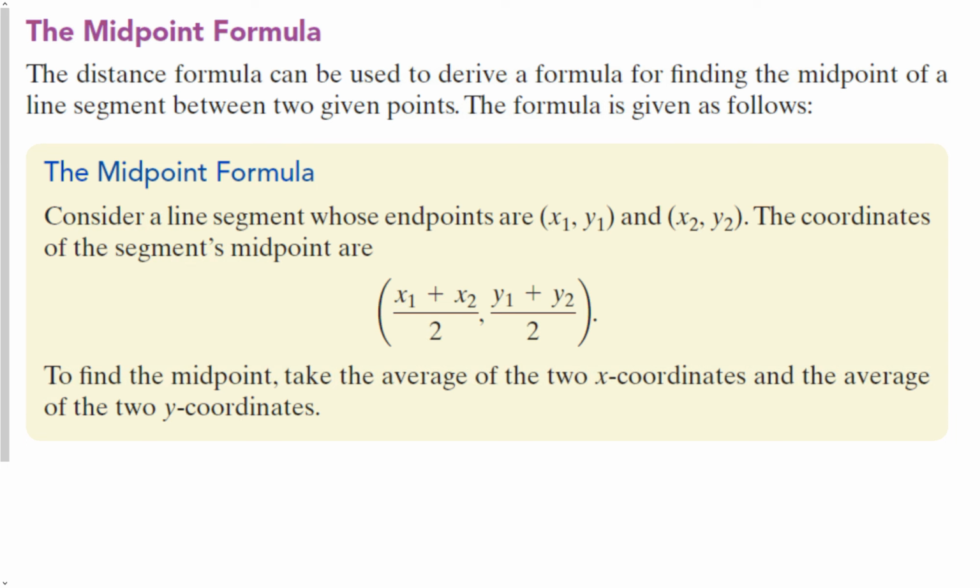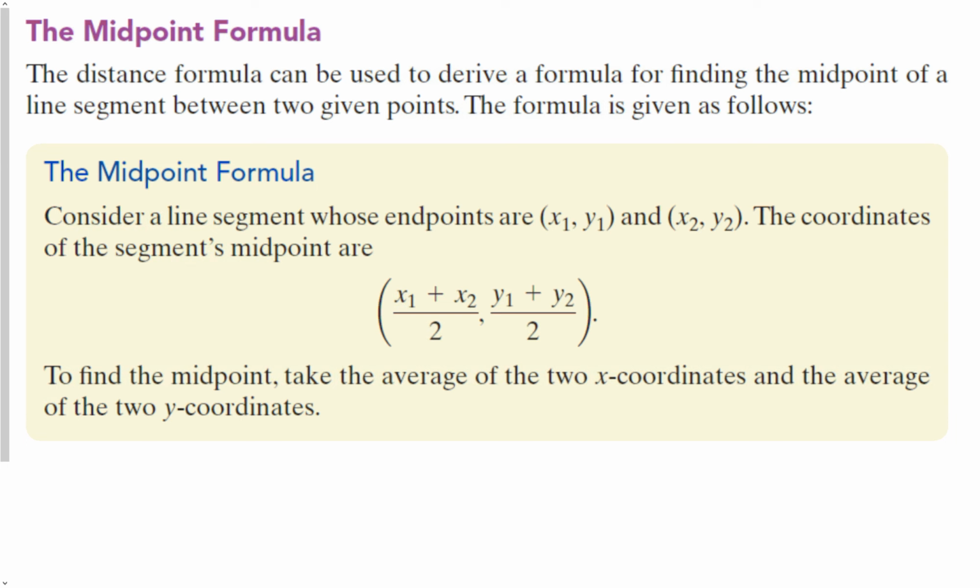So the midpoint formula comes from the distance formula. It can be used to derive the formula for finding the midpoint of a line segment between 2 given points. Okay. The simple version is that if we want to find the middle of something, we can just take the average of the 2 points. We can just add them together and divide by 2.